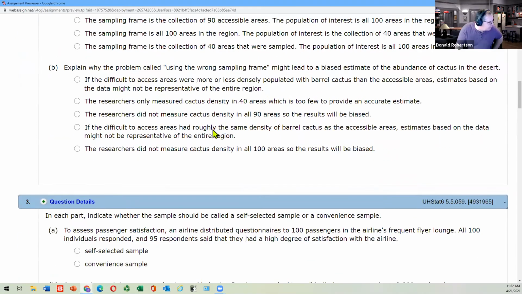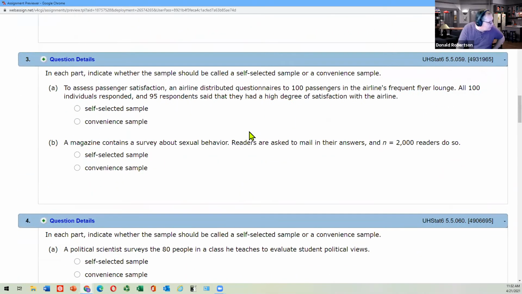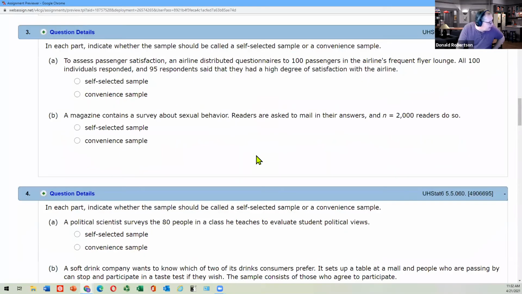Here's another one with the same kind of thing going on. And here are some other types of samples. So in each part, indicate whether the sample should be called self-selected or a convenience sample. Right. Self-selected sample, adding it to my list. Self-selected is where the people themselves decide to take part.